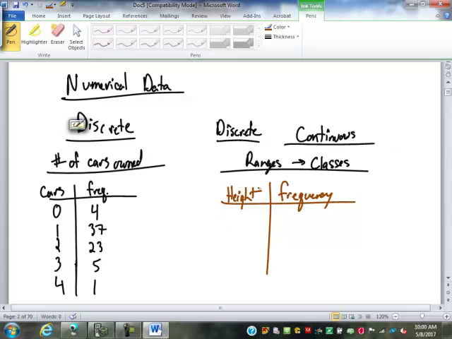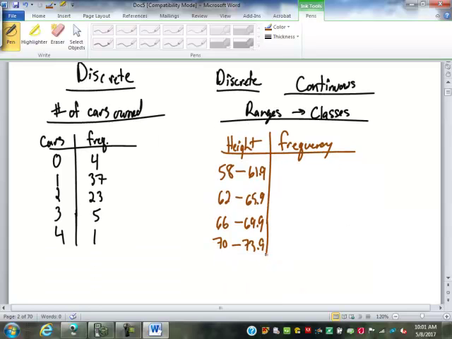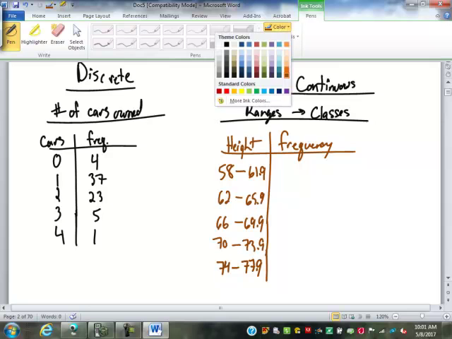So rather than doing that, we might list out, let's say our shortest person is 4'10". So we might start out at 58 inches and go up to 61.9. Then we'll go from 62 up through 65.9, and 66 through 69.9, and 70 to 73.9. Let's say nobody in our group was taller than 6'2". I'll be realistic. We'll go one more. Let's go 74 to 77.9. So those are our heights.